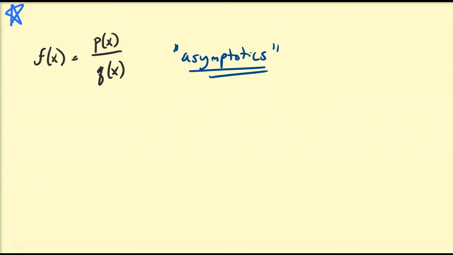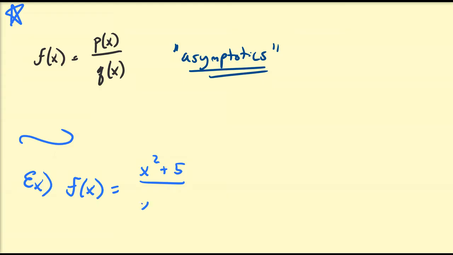Alright, so before we actually get into a semi-rigorous discussion of asymptotics, I just want to briefly review a couple concepts associated to rational functions, and I'm going to illustrate these basics with an example. So let us assume we have a rational function f of x, which is defined to be equal to x squared plus 5 divided by x cubed plus 8.